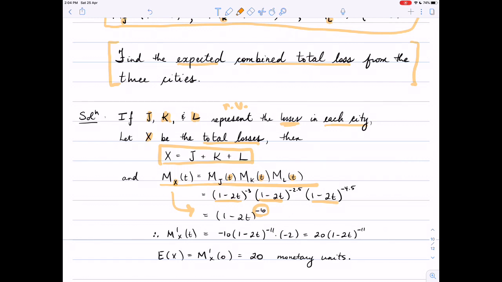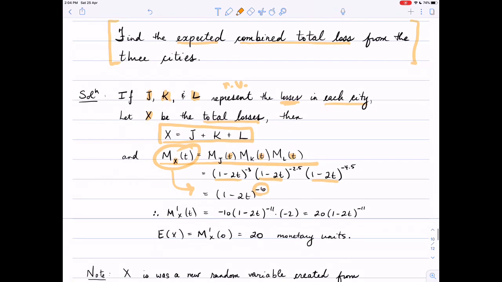Once we know the moment generating function for X, we can use it to calculate moments. In particular, the first moment is the derivative of the MGF of X, M prime, evaluated at 0. So we calculate M prime here, we get this, and then we plug in t equals 0, and we get 20. 20 what? I don't know, the units weren't told to us, but they are some sort of monetary units. 20, 100, 20,000, $20 million per, who knows, 20 monetary units.